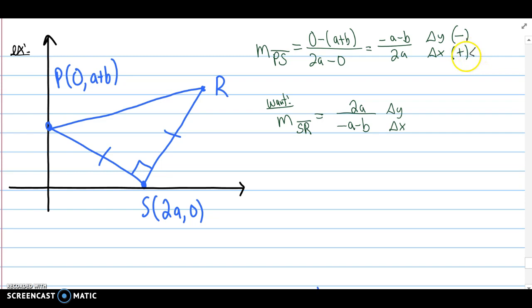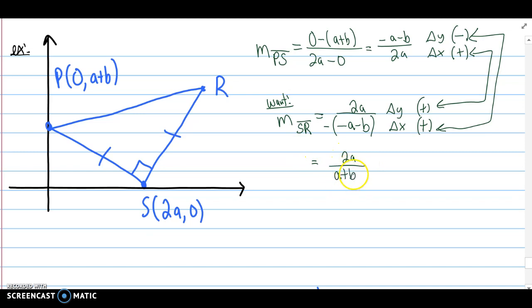We'll compare these inside numbers. Well, actually first, SR is going up, and it's also going to the right. So the change in y is positive, the change in x is also positive. We'll compare those. I wanted 2a to be something positive. From the work we did before, we see that it is actually a positive value. Then we want this denominator to be something positive. From the work we have before, we see that's a negative value, so we're going to take the negative or the opposite of all of that, which means that the slope of SR is 2a over a plus b.